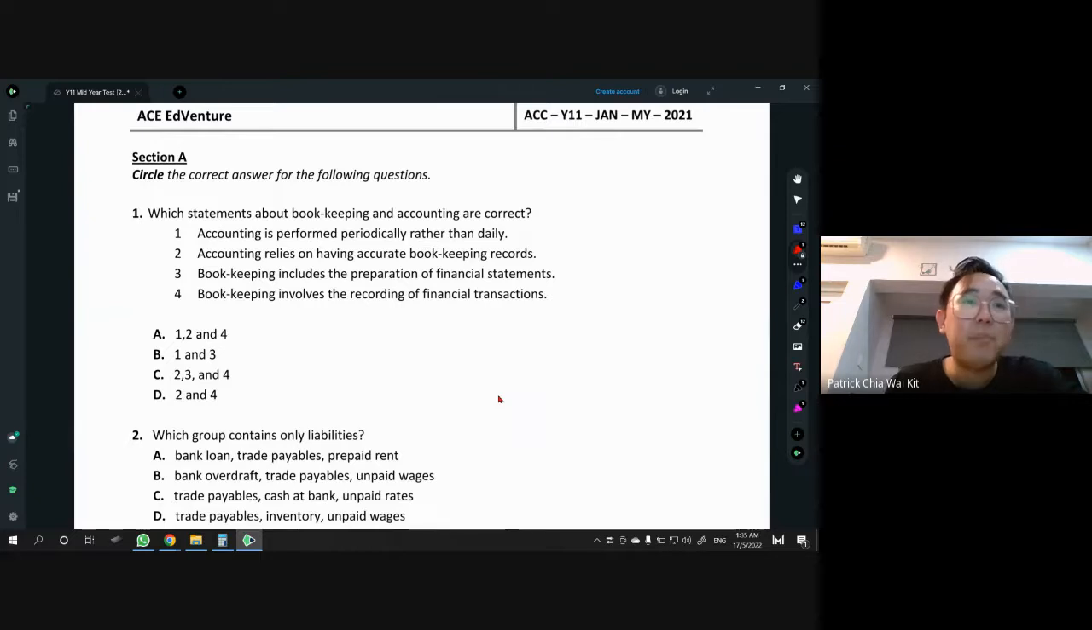Number one, which statements about bookkeeping and accounting are correct? We are finding things that are correct. One, accounting is performed periodically rather than daily. Yep, it's on a period. Two, accounting relies on having accurate bookkeeping records. Definitely yes. Three, bookkeeping includes preparation of financial statements? No, bookkeeping is just recording. So 3 is out, which means B and C are out. It's either A or D. Since we know 1 is definitely correct, A is the answer. Bookkeeping involves recording, so 1, 2, 4, easy.